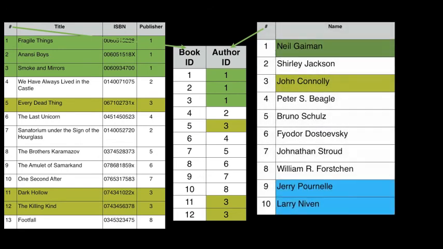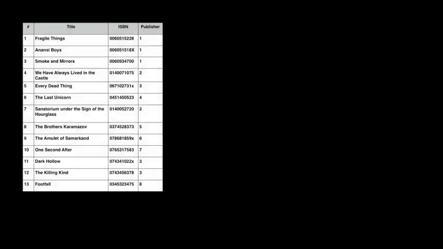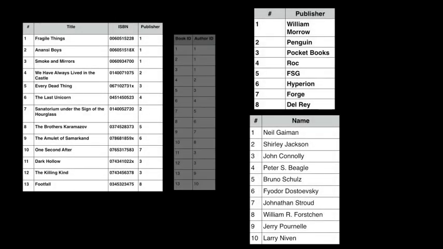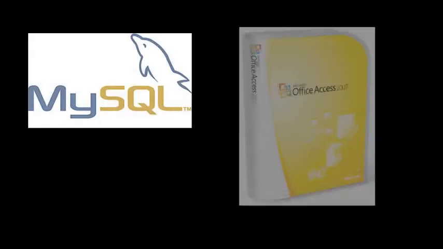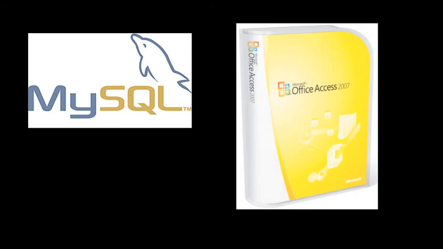For Footfall, written by Jerry Pournelle and Larry Niven, each author gets a reference to a single book. No information is repeated. No fields are left blank. It's complex and difficult, but also kind of elegant. One thing to note is it's unlikely anyone will do any of this by hand. Using relational database management systems like Microsoft Access or MySQL is much more likely. The power of the system is in the queries you can make and the ways you can manipulate this separate but related data. The system, of course, will have its problems.